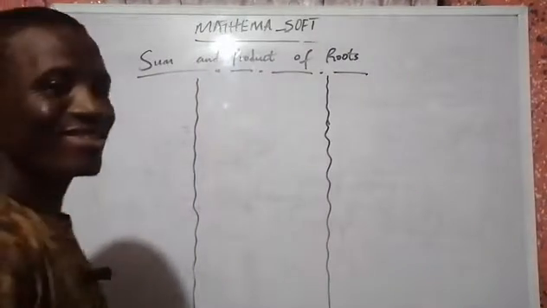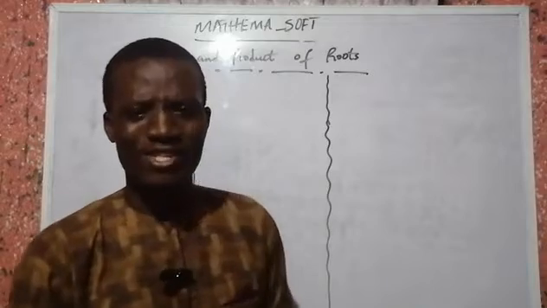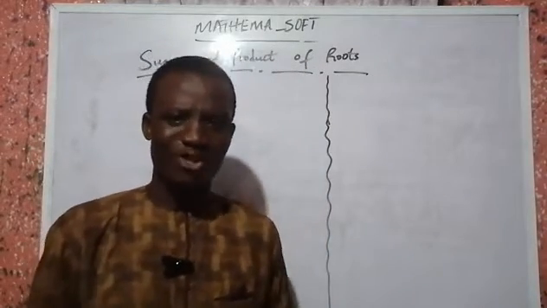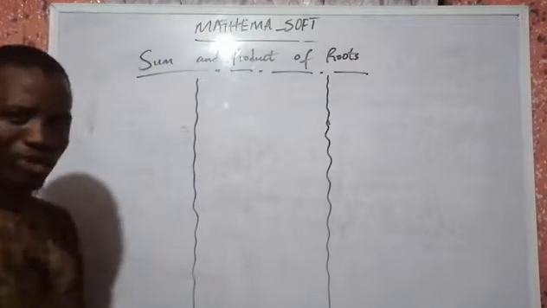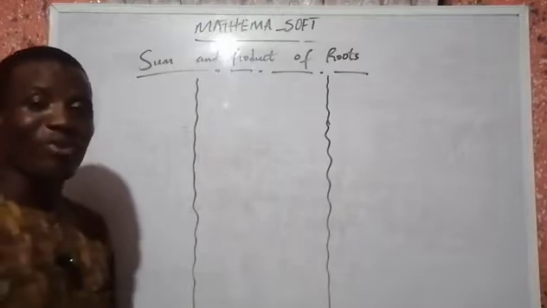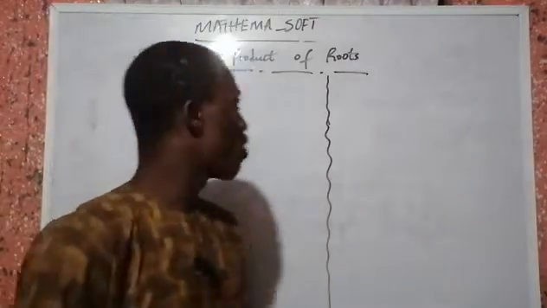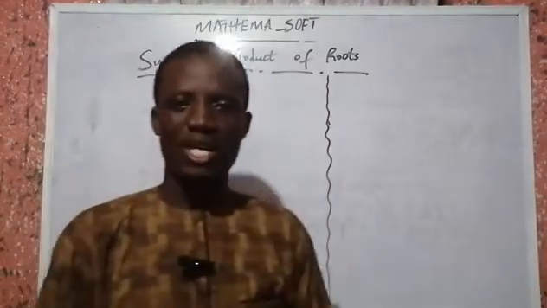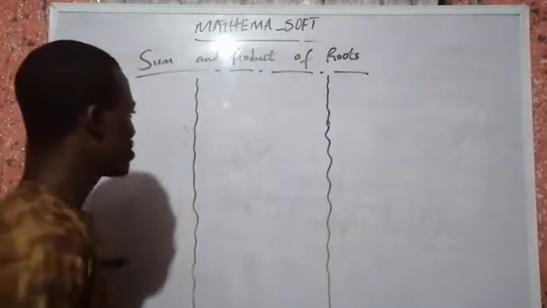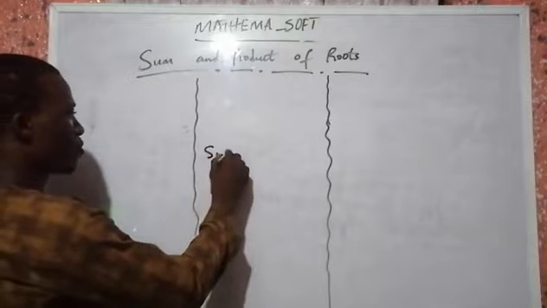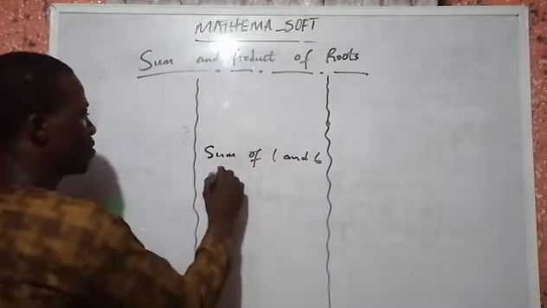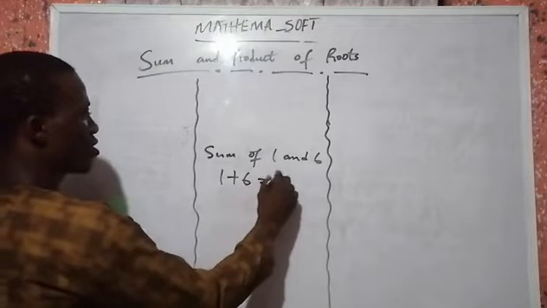Welcome to this class. Today we'll be discussing sum and product of roots, and this is under quadratic equation. When we say sum in mathematics, we mean addition, and when we say product, we mean multiplication. For example, if I ask you, what is the sum of 1 and 6? This means 1 plus 6 equals 7.